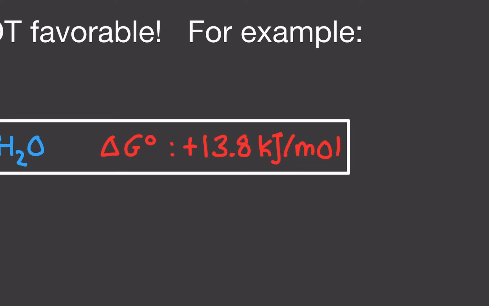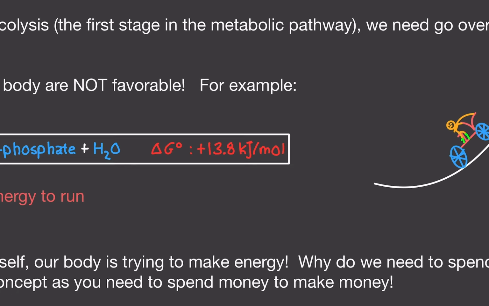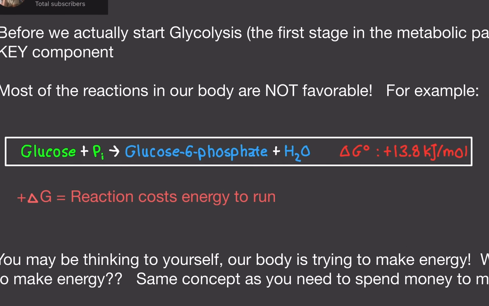The number itself is not actually important, but what's important is the sign in front of the number. It's positive. A positive delta G value means that this reaction costs energy to run. So it is unfavorable.